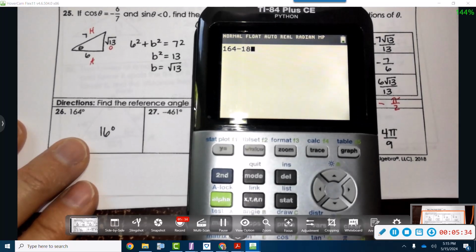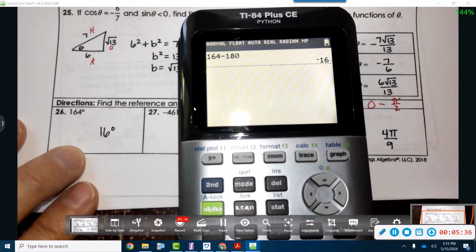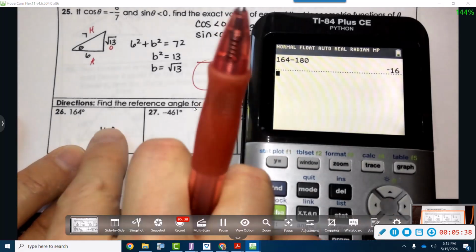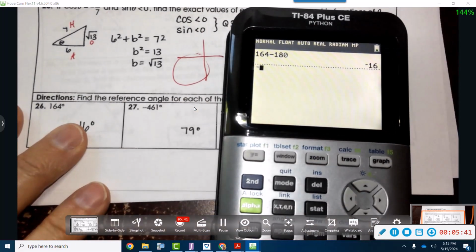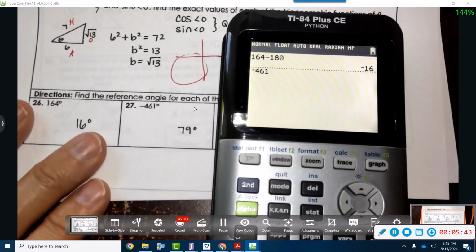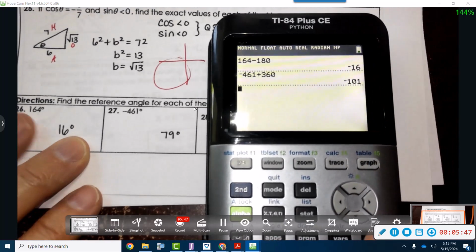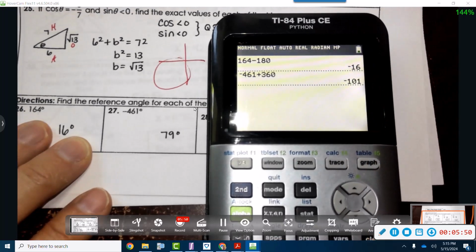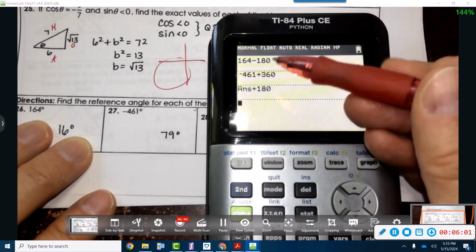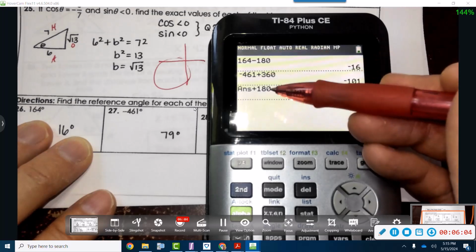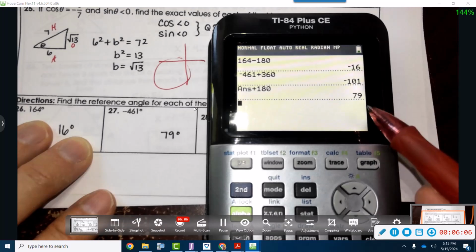164 minus 180 will just tell me that that's negative 16. It can't be negative, so there we go, positive 16. Negative 461. Where is that? Let's add 360 to see where we are. Negative 101. Okay, so negative 101 is over 180. If I go around, what would happen if I added 180? Okay, 79. So I'm either subtracting or adding 360 and 180 to get a number that is between 0 and 90.